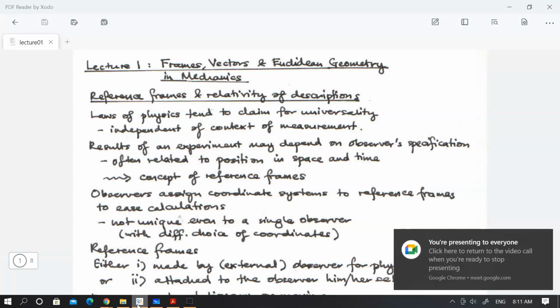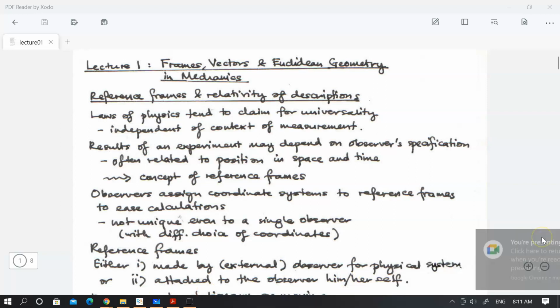So the idea is the laws being universal. That means it's supposed to be independent of context of measurement. In other words, where you do the measurement, where you actually observe the phenomena, should not be a factor in giving you the laws of physics.